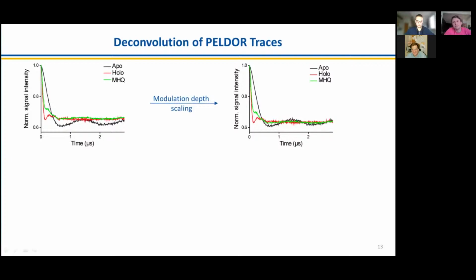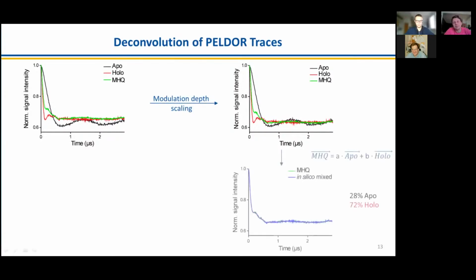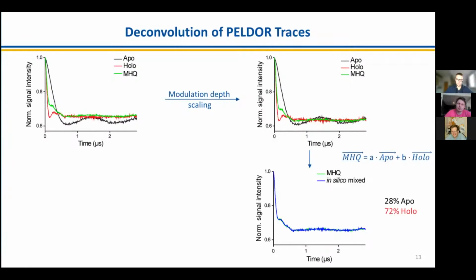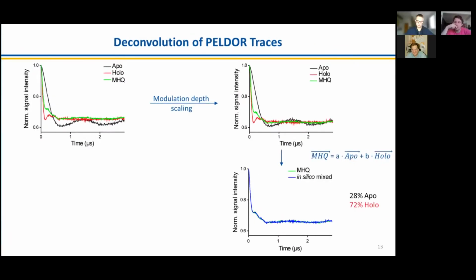The next step afterwards was to do the deconvolution of the traces. What we did was to represent the MHQ trace, so the vector of the data which you see here, as a function of a sum of the apo trace and the holo trace. So again, a vector and a vector. And these two are the scalars, which then weigh the vectors of apo and holo. So we want to describe the MHQ trace as a weighted sum of the apo trace and the holo trace.